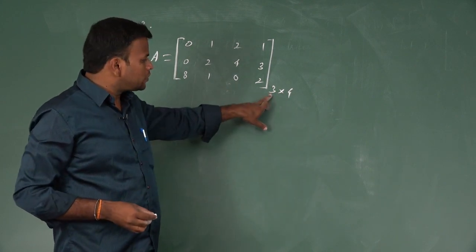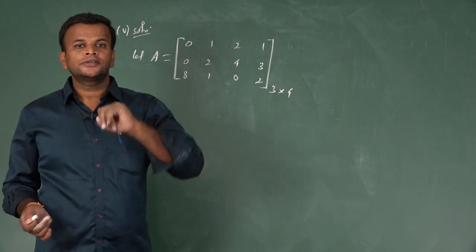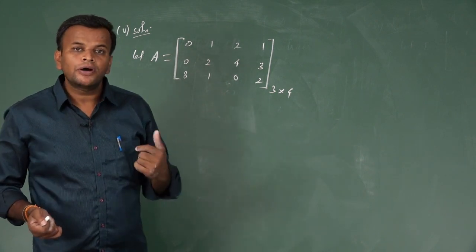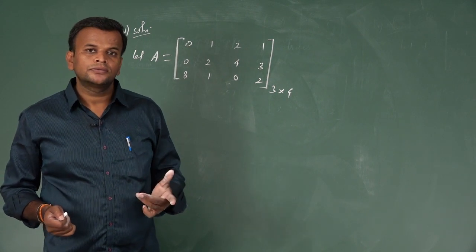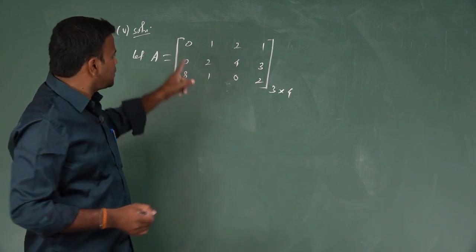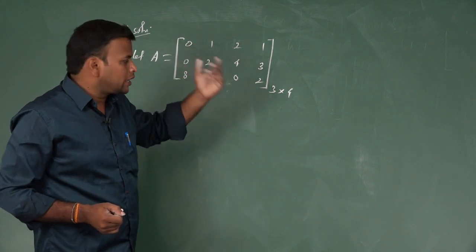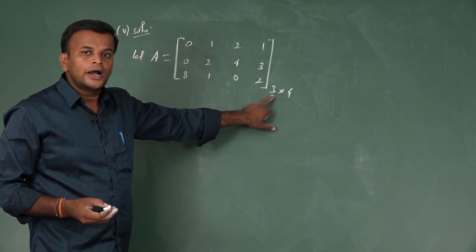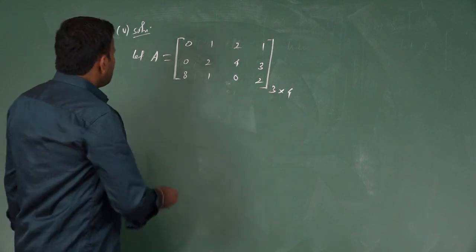In 3 by 4, the smaller one is 3. So the maximum possible rank of the matrix is 3. What is the minimum possible rank of the matrix? Either 1 or 0. If it is 1, it is because any one non-zero element occurs. So the maximum possible rank of the given matrix is 3 and the minimum possible rank is 1.